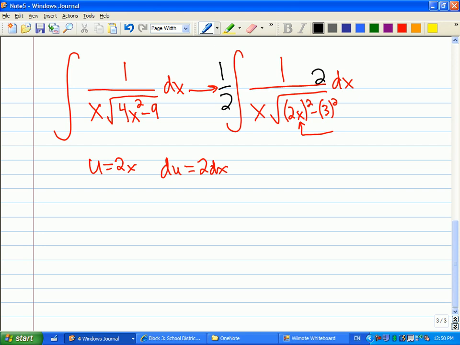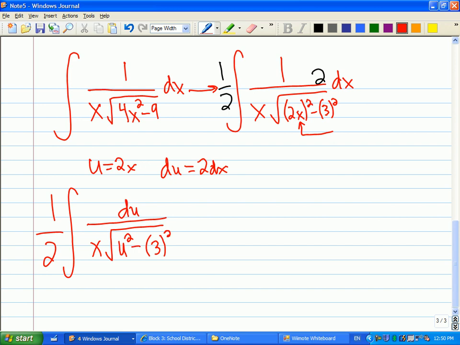And let's see here where this takes me. So I'm going to have 1/2. This integral here is going to become 2 or du. And I've still got an x. And let's see here, that'll be u squared minus 3 squared. I can leave it like that, why not?